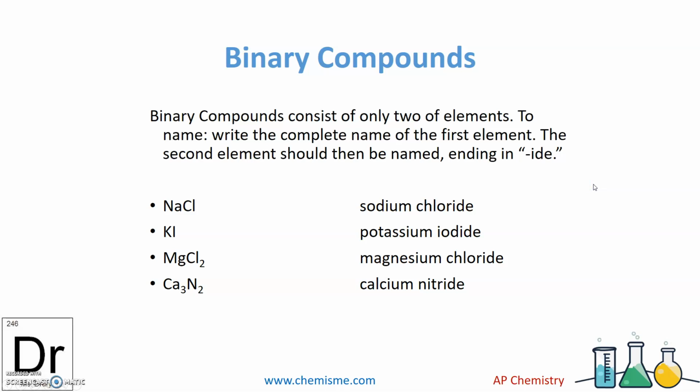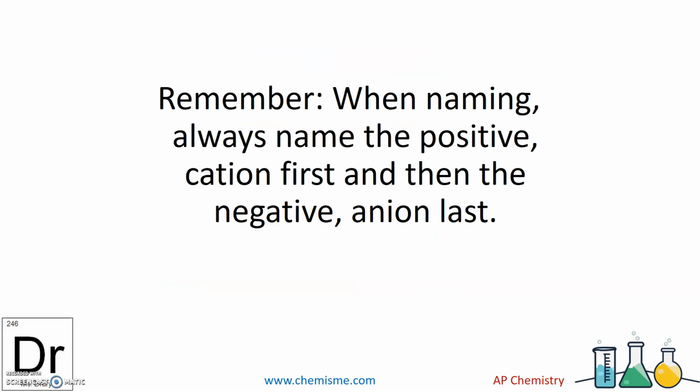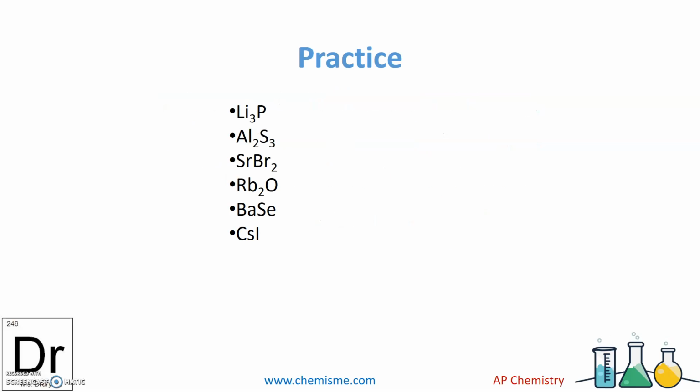To name, you're going to write the complete name of the first element, and the second element will end in IDE. For example, sodium chloride, potassium iodide, magnesium chloride, and calcium nitride. What you can notice is it doesn't matter how many of those elements there are in the atom form, it matters that there are only two elements total. When naming, always name the positive cation first and the negative anion last with that IDE ending.